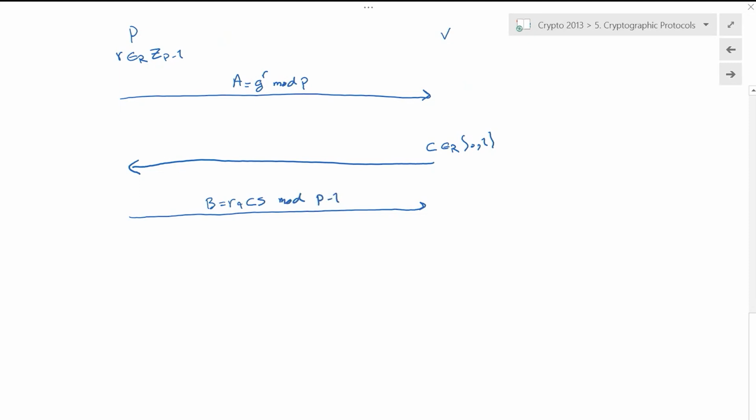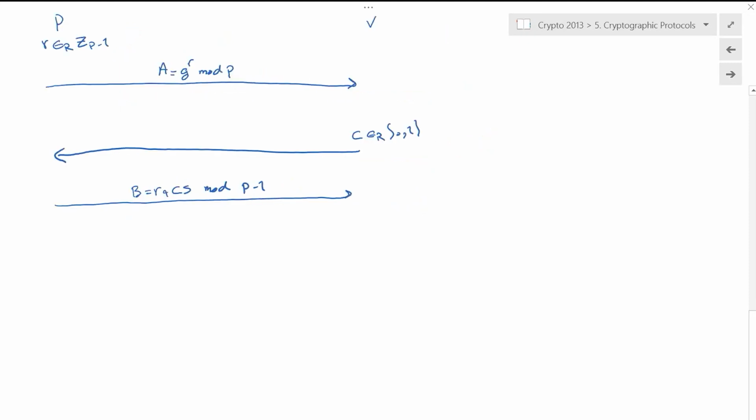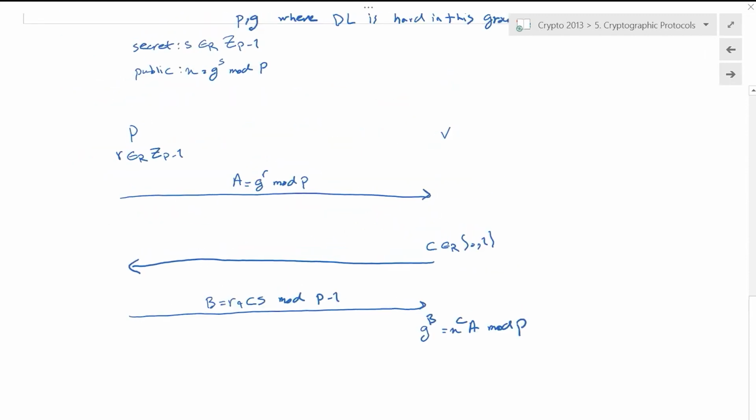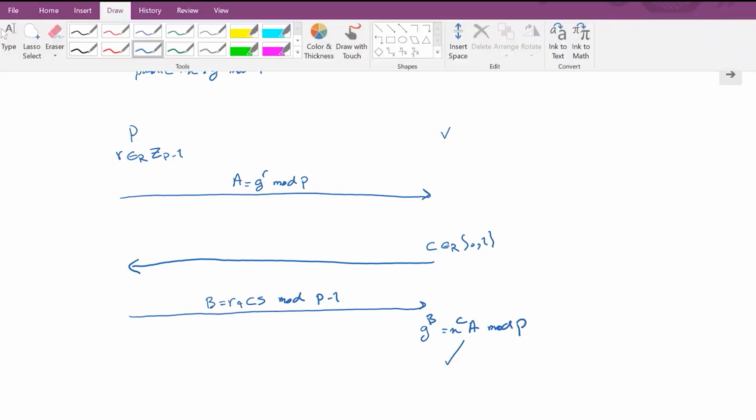And then the verifier would compute and make sure that G to the B equals X to the C multiplied by A mod P. And if this is the case, then the verifier would get convinced that this is the prover. But let's see how this works.